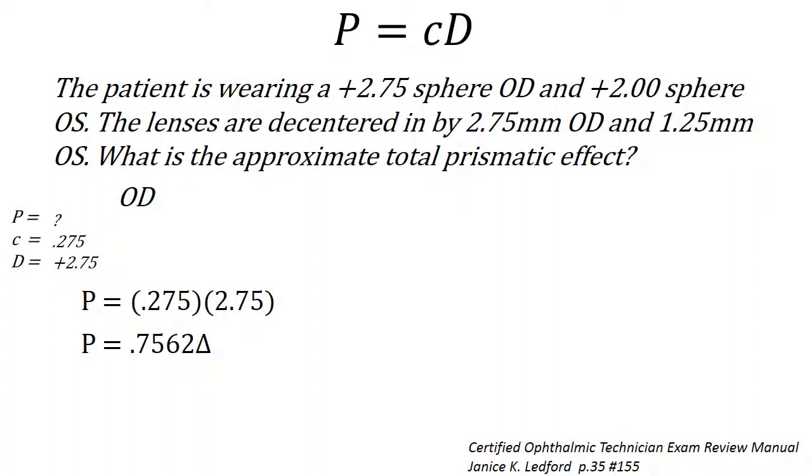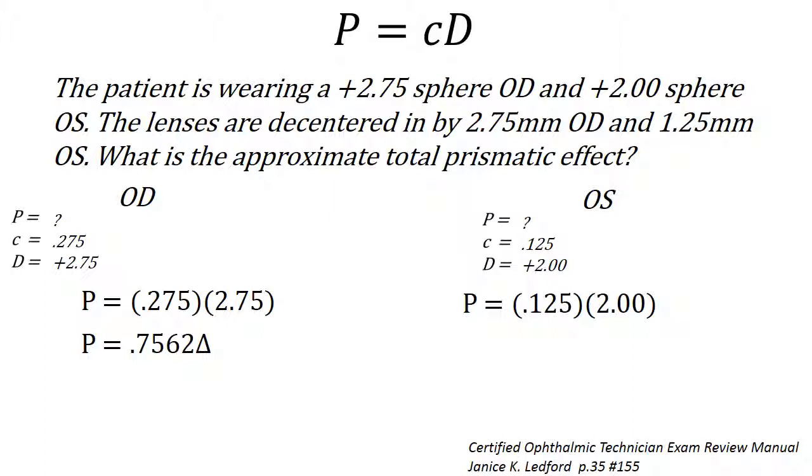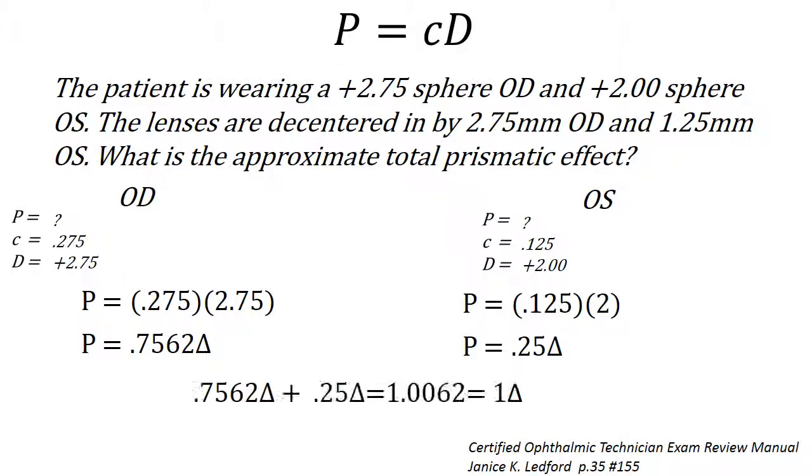And we find that the patient has 0.7562 prism diopters in the right eye. Let's figure out what's in the left eye. And we get 0.25 prism diopters in the left eye. What do we do now? We said it before. Just add them together to find the approximate total effect. The total effect is 1 prism diopter.